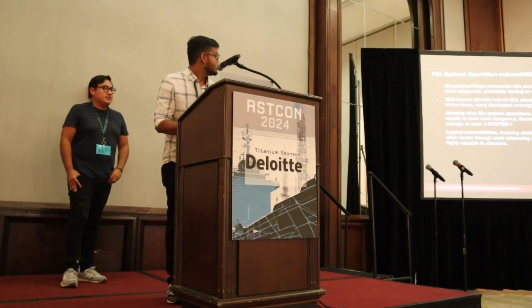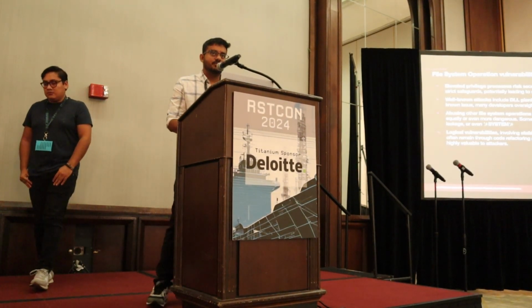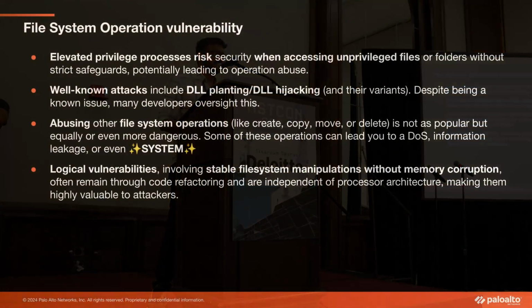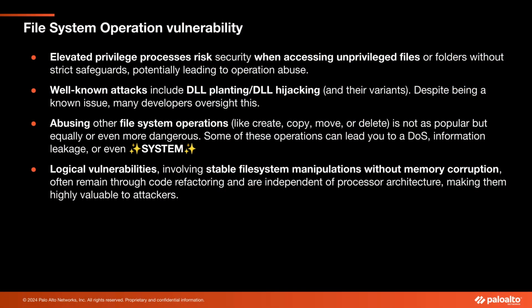In a file operation vulnerability, an elevated process tries to access some file or a folder that is accessible by everyone, right? That happens a lot, where an elevated process needs to access some file. But in that case, they need to handle it correctly. They need to manage some fail-safes and everything. If that's not done properly, then a lot of attack scenarios open up.